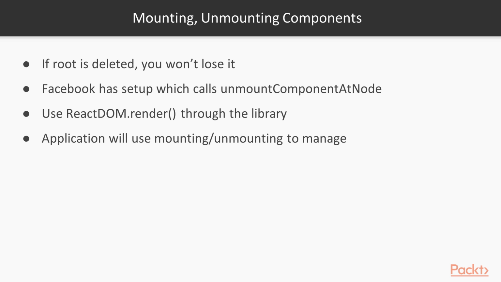Moving on to mounting and unmounting components. It's always recommended to have a custom wrapper API in your app. Suppose you have a single root or more than one root, and it will be deleted at some period. So in that case, you will not lose it. Facebook has such a setup, which automatically calls unmountComponentAtNode. I also suggest not calling the ReactDOM.render function every time, but an ideal way is to write or use it through the library. In that case, the application will use mounting and unmounting to manage it.